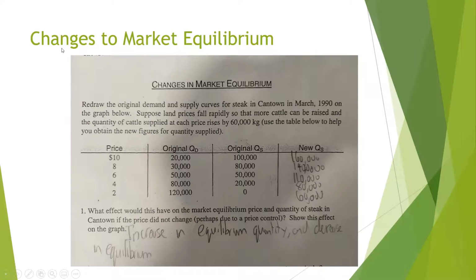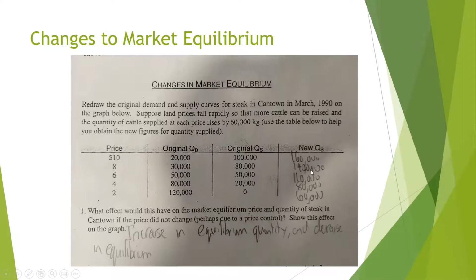All right, so changes to market equilibrium can happen for many reasons. Demand and supply can increase because of all the reasons we discussed in previous videos. So let's say in this new scenario, suppose land prices fall rapidly so that more cattle can be raised, and the quantity of cattle supplied at each price rises by 60,000 kilograms. As you can see, to our original quantity supplied, everything is just going to be added 60,000.